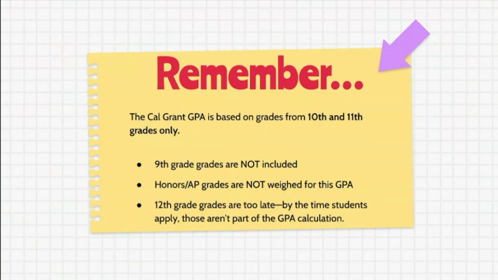So 10th and 11th grade are really important to keep in mind for this, okay? Please know that as a 12th grader, what you do in your 12th grade year is not going to impact your Cal Grant GPA. Say there's a class you need to make up, or you take a 0 period for credit recovery or for A through G eligibility, by then that class is not going to impact your Cal Grant GPA. It's not part of your GPA calculation. The cutoff for the Cal Grant GPA calculation is going to be the end of your summer going into senior year.